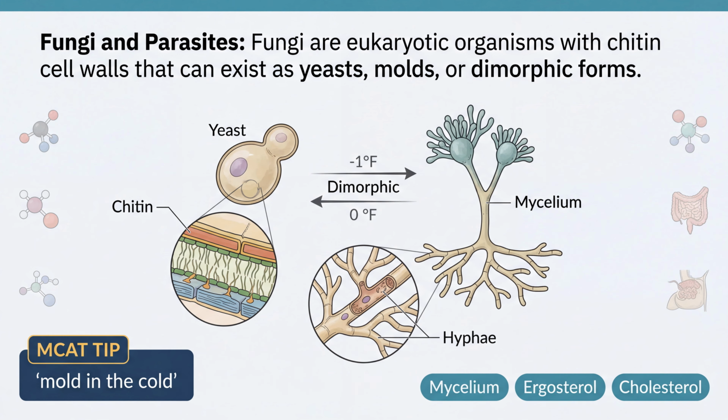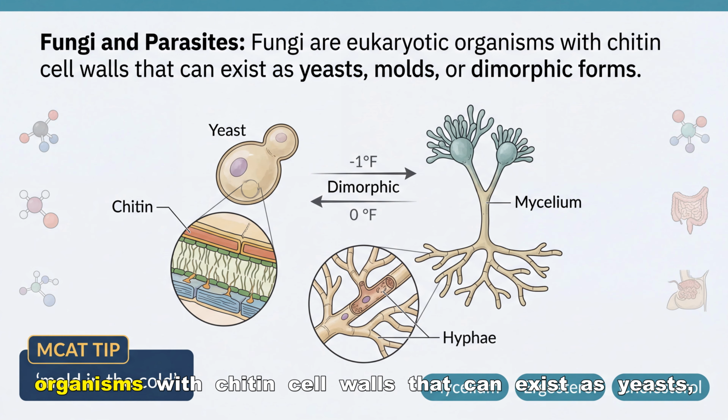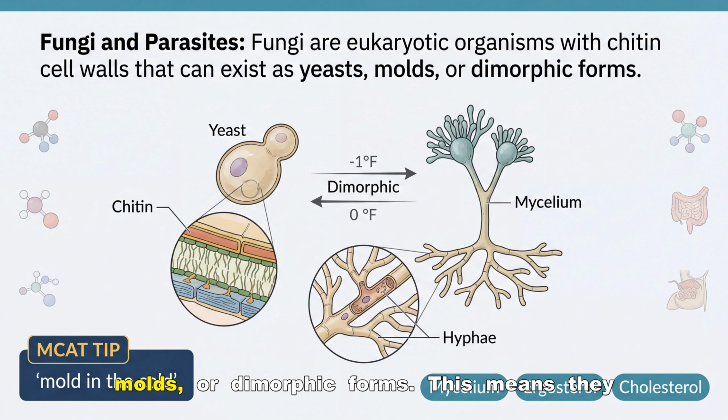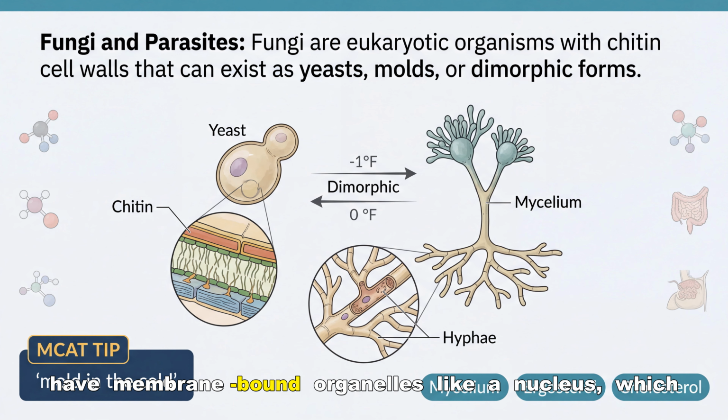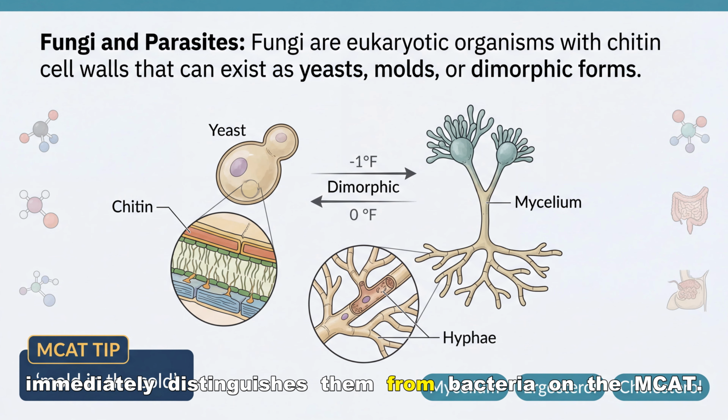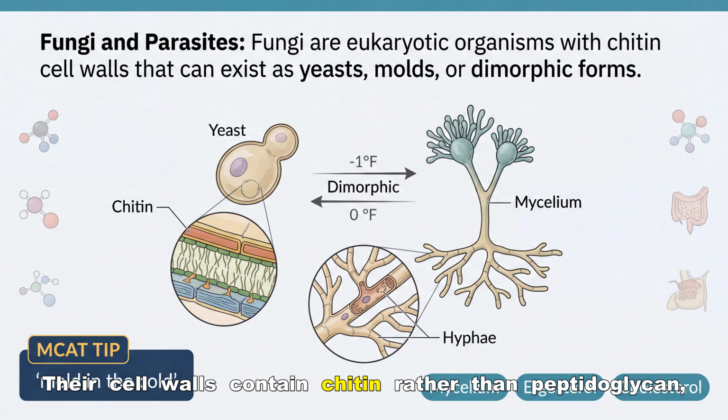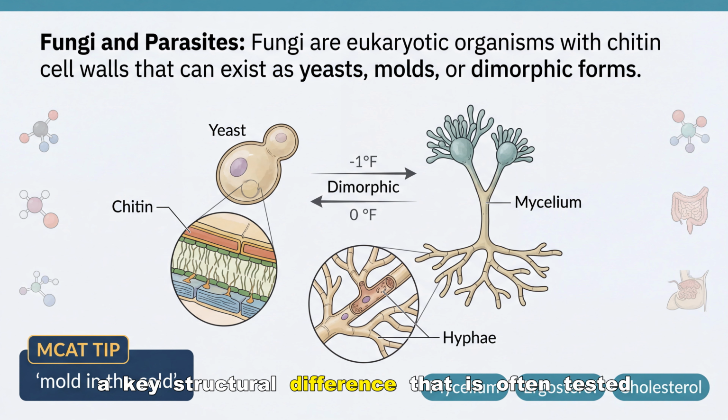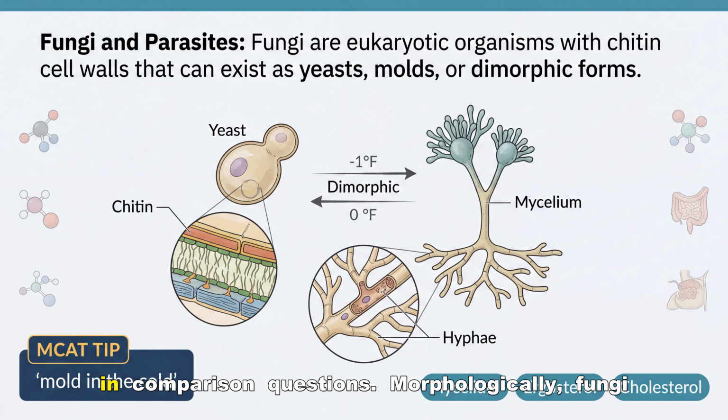into easy points. Fungi are eukaryotic organisms with chitin cell walls that can exist as yeasts, molds, or dimorphic forms. This means they have membrane-bound organelles like a nucleus, which immediately distinguishes them from bacteria on the MCAT. Their cell walls contain chitin rather than peptidoglycan, a key structural difference that is often tested in comparison questions.